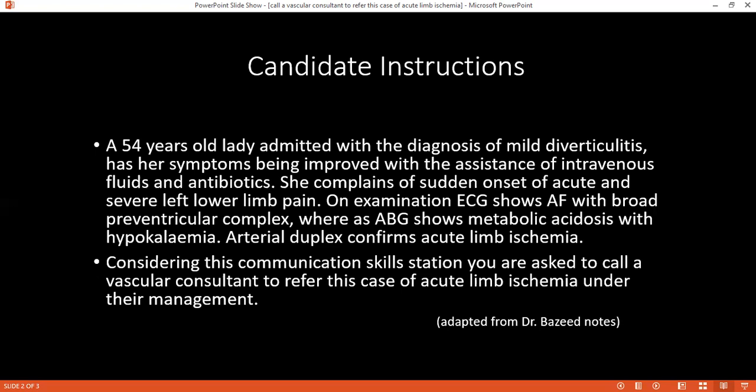Okay. What are you going to tell her family? I will counsel the family that the patient has developed reduced blood supply in her distal limb, and that's why we need an urgent intervention, and that's why we are transferring the patient under the care of the vascular consultant. Okay, doctor. You can send the patient over. Okay, thank you so much. You still have 1.5 minutes.